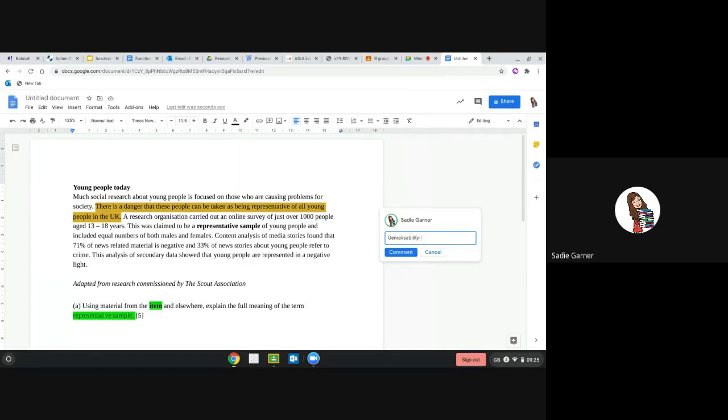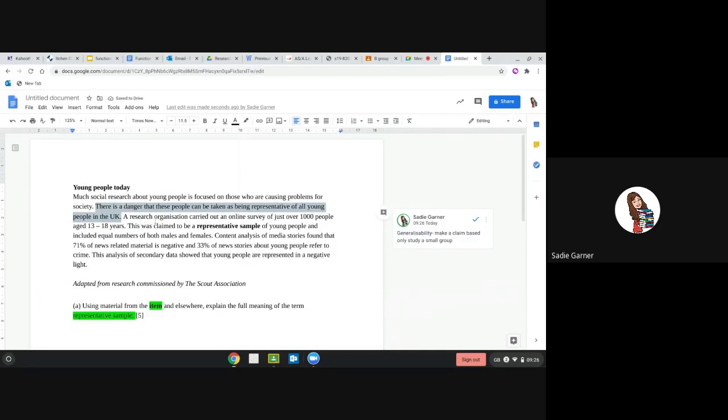The ability to make a claim based on only studying a small group. So it's hinting there about generalizability, that there's a danger that people who are sampled, or there's a very small sample, can be taken as a representation of all young people. So it's hinting there at generalizability.